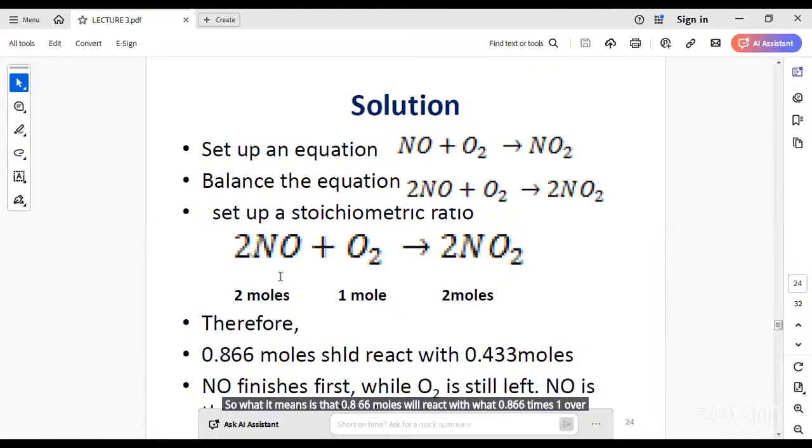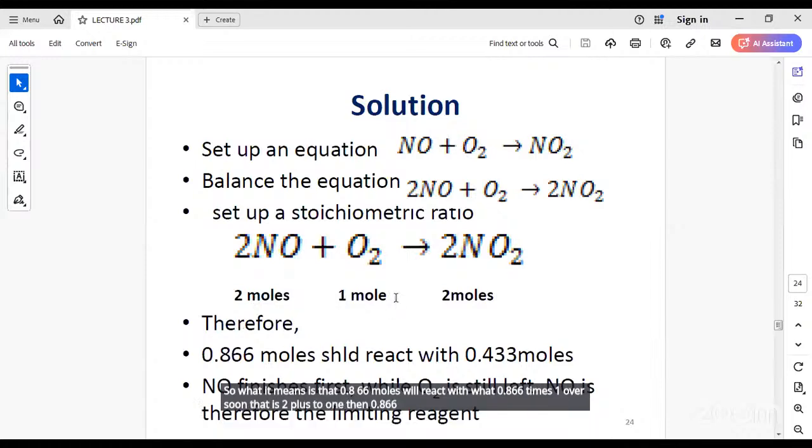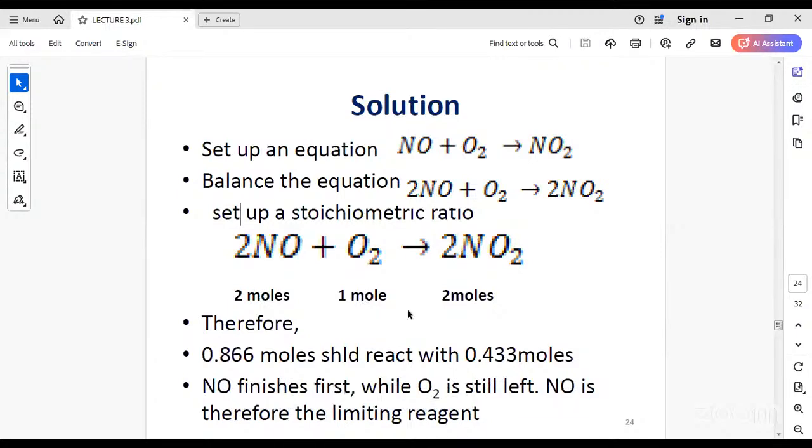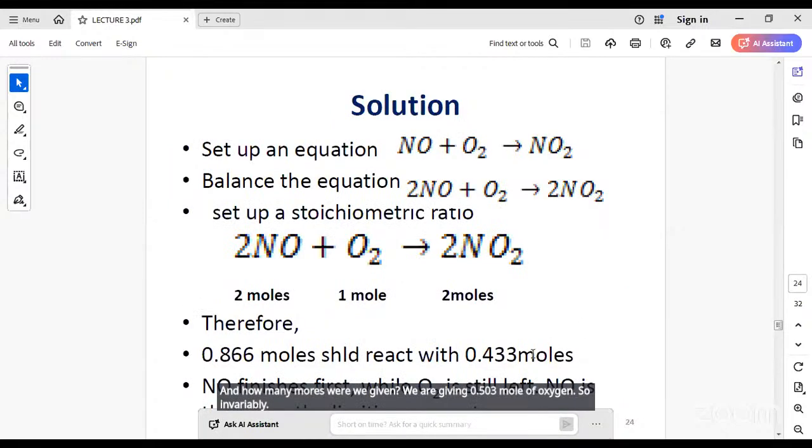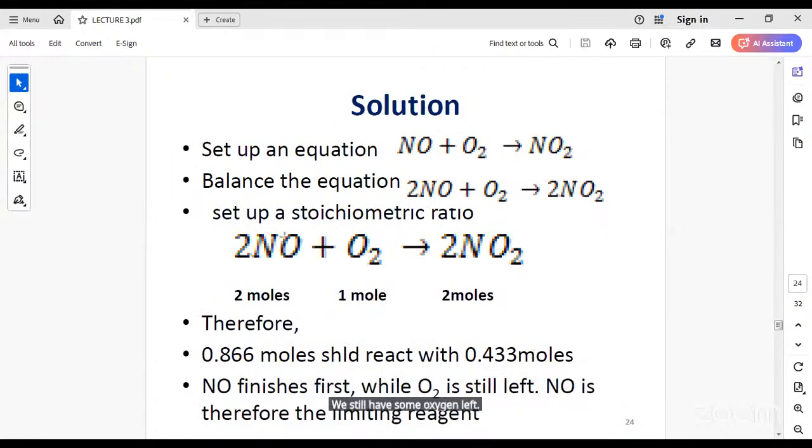That is 2 moles to 1. Then 0.886 will now be 0.886 times 1 divided by 2. And that will give us 0.443 moles. And how many moles were we given? We are given 0.503 mole of oxygen. So invariably, we still have some oxygen left. So your nitric oxide will finish first, while your oxygen is still left.